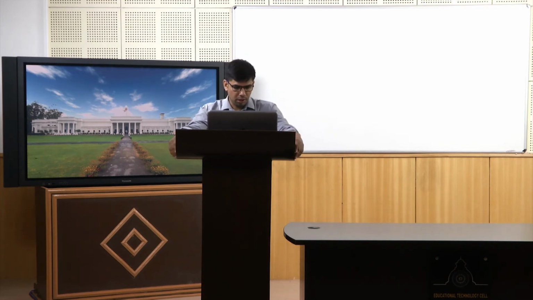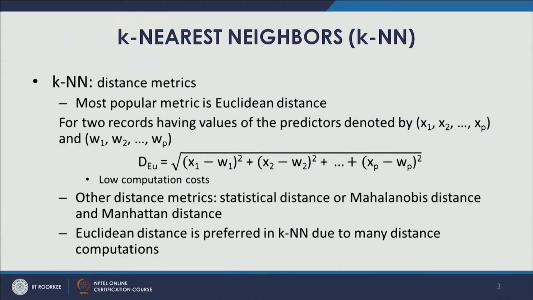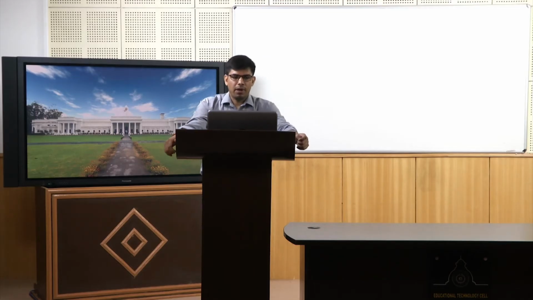As expressed in this last line in this particular slide, Euclidean distance is preferred in KNN due to the many distance computations that we have to perform. Now, another important aspect of KNN is the scaling of predictors. So, as we talked about, the distance metric is going to be used.